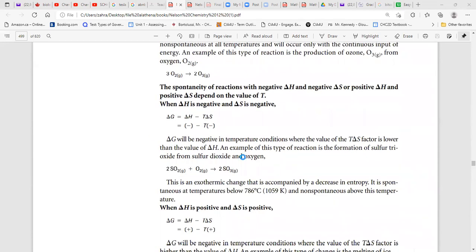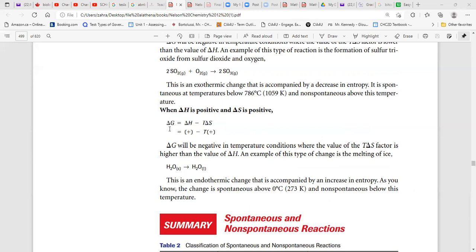But in the case that delta H is negative and delta S is negative, it's exothermic and going to less disorder. So it's a negative number minus a negative, which gives a negative number plus a positive number. We don't know, it depends on the value of temperature whether delta G will be negative or positive. So the temperature will decide whether this reaction is spontaneous or non-spontaneous. It depends on temperature.